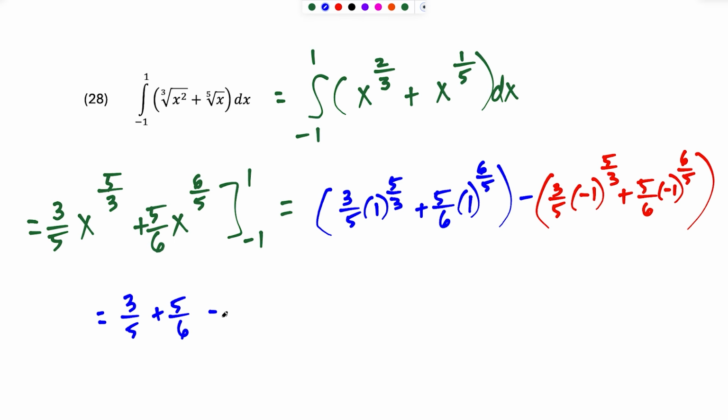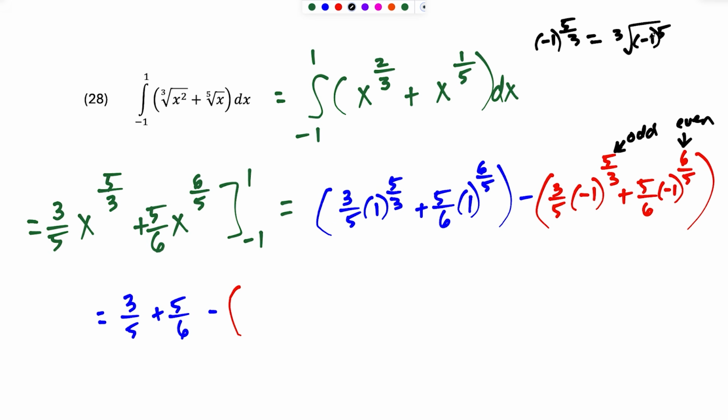But in the red, we just have to be very careful. For one, the parentheses matter a lot. And the next thing to look out for is notice that we have an odd power here, but this one is even. This makes the world of difference. The reason being that when I do something like -1 to the 5/3, this is equal to the cube root of -1 to the 5th.